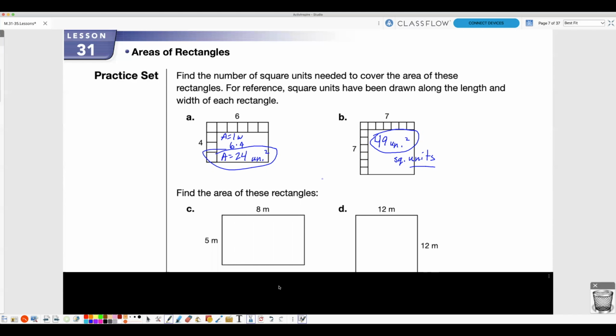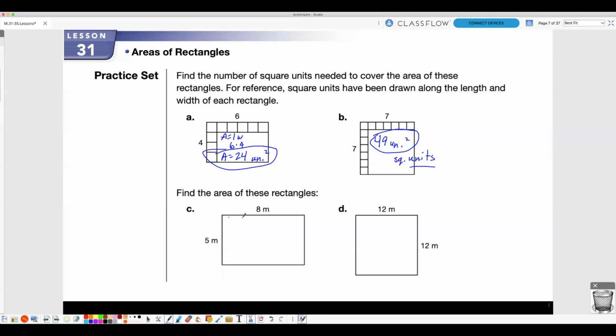Find the area of these rectangles. So for letter C, go ahead and answer that one. Area equals length times width. And in this case, the length is 8 meters and the width is 5 meters. And your area would end up being 40 square meters, or 40 meters squared. So it could be 40 square meters if you're typing it on the Chromebook.